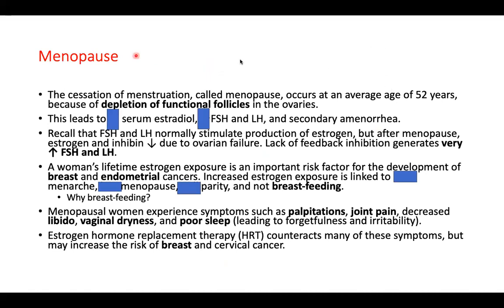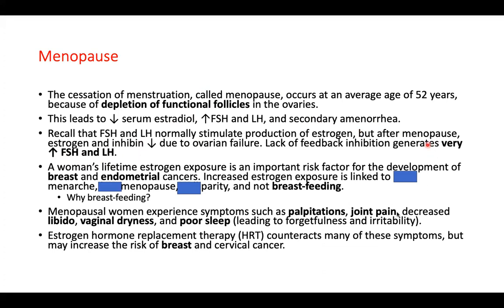Okay, so in menopause, what happens to the estradiol concentration? Increase or decrease? Decrease. What about FSH and LH? Increase. We call this secondary amenorrhea. In case you're wondering, primary amenorrhea is when somebody has never gotten their period in their entire life. Secondary means that they got their period and they stopped having their period after a while. But yes, very high levels of FSH and LH. Most important thing to remember for menopause, in my opinion.